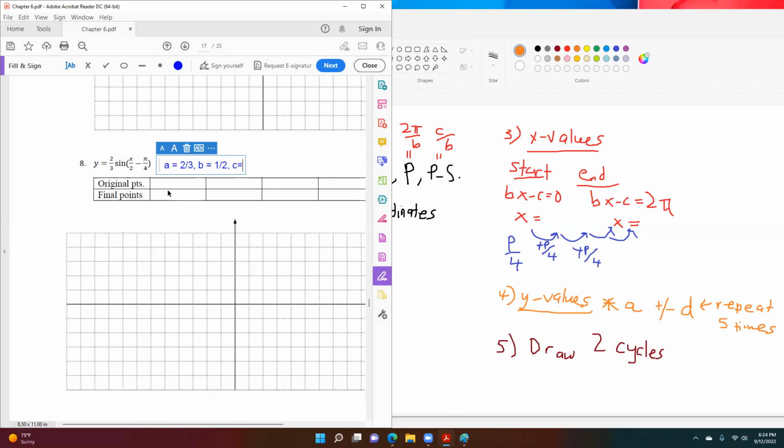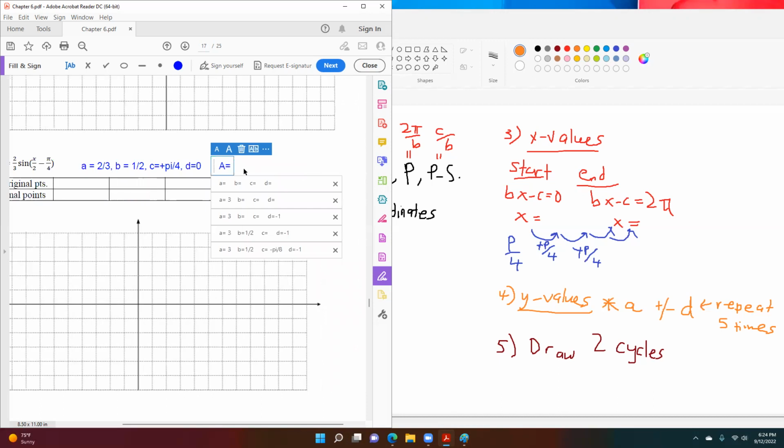C in this case will be the number next to the x inside the parentheses. So make sure you know that if it's a negative, then it is a positive. So this is actually positive pi over 4. And for this question, D, we don't have it. Okay, I put 0 here. We don't have any D involved for question 8 because we don't have anything added on to it. So with this, we can figure out what your amplitude is.